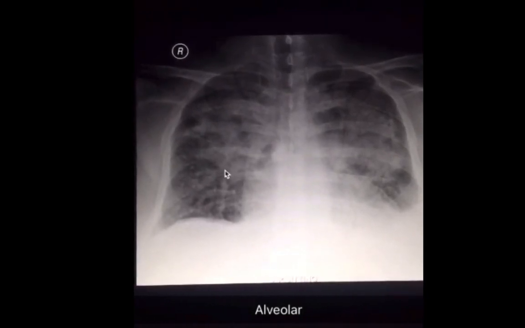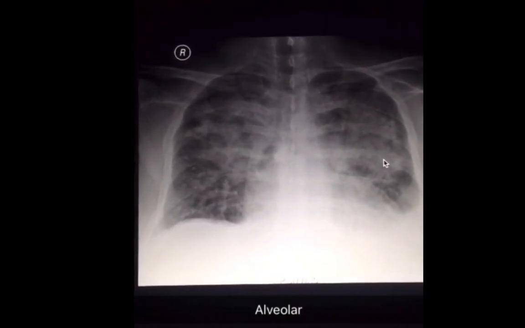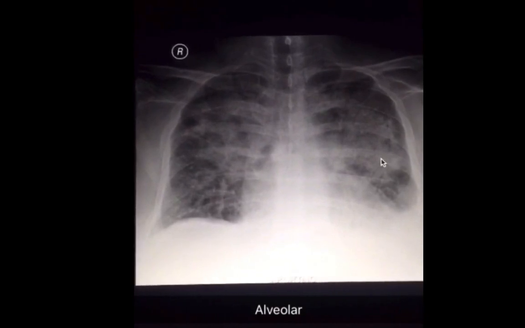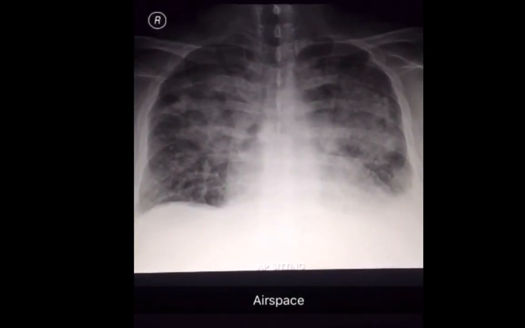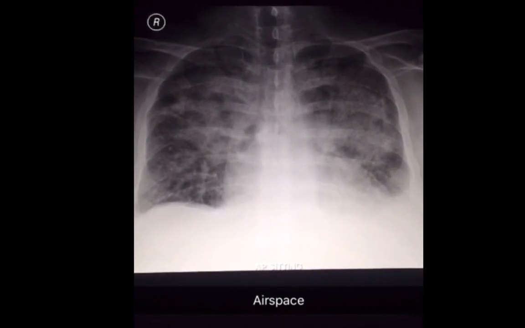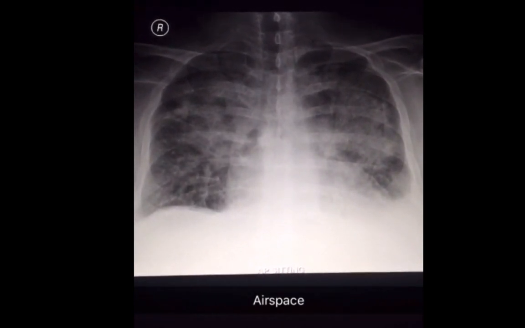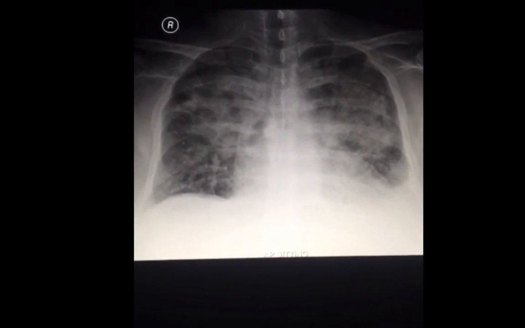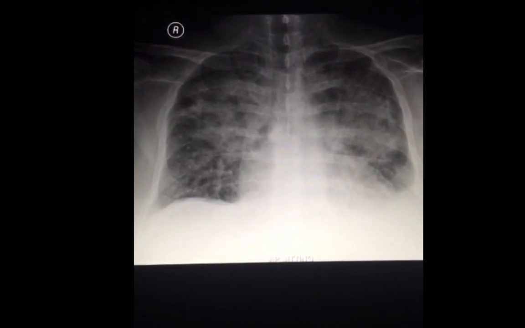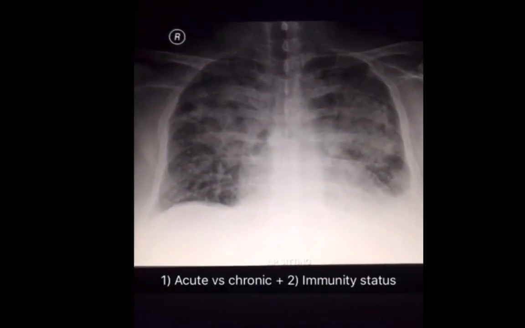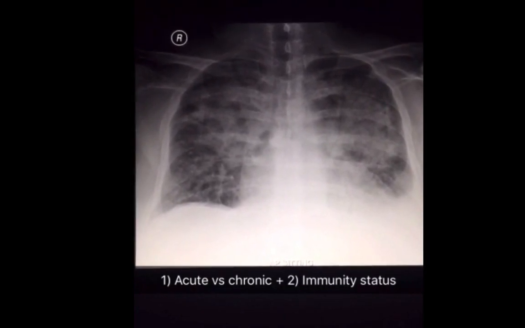There are bilateral ill-defined opacities. The opacities are cloudy in appearance, and this is what we call alveolar opacities. Another name for alveolar opacities is airspace opacities. The differential diagnosis for airspace opacities is long, and that depends on whether the patient presents acutely or chronically, and it also depends on whether the patient is immune competent or immune compromised.